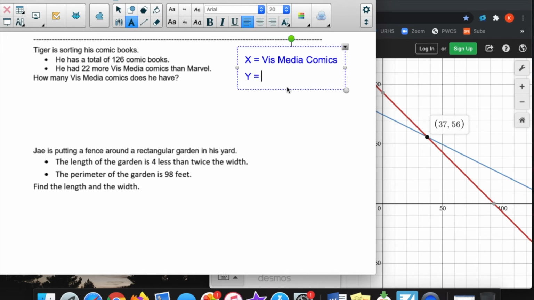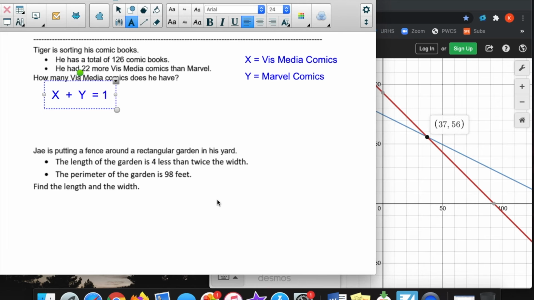And y is going to be the Marvel comics. Looking at these two statements that were given, he has a total of 126 comic books. We don't know how much of each individually he has, but the number of Viz Media comics, x, plus the number of Marvel comics, y, is equal to that 126 total. That's my first equation. He has a pile of Viz Media comics and a pile of Marvel comics, and the total is 126.